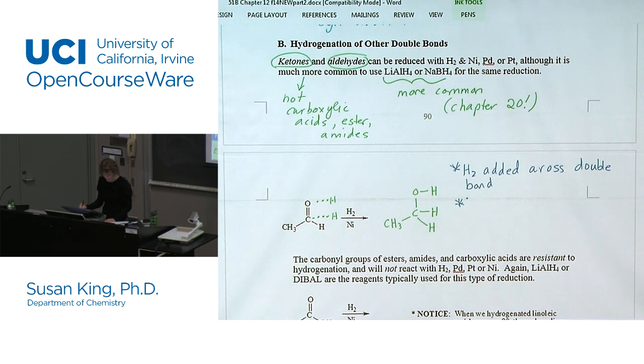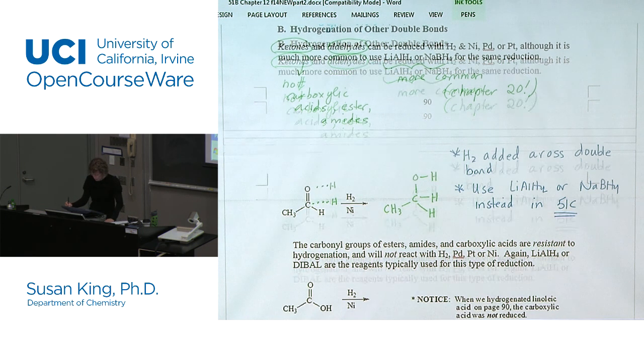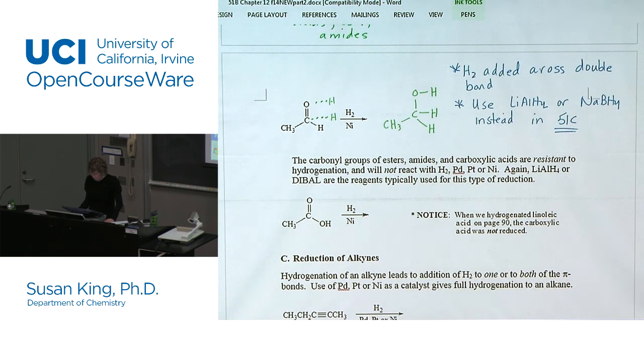So it's okay to use that now, but when we get into chapter 20, you're going to use lithium aluminum hydride or sodium borohydride, a BH4, instead in 51C. So this is going to make more sense to you when you come back and look at these notes when you're already in 51C. Carbonyl groups of esters, amides, and carboxylic acids are resistant to hydrogenation and will not typically react with H2 palladium, platinum, or nickel. And so as you can see here, this is a no reaction.